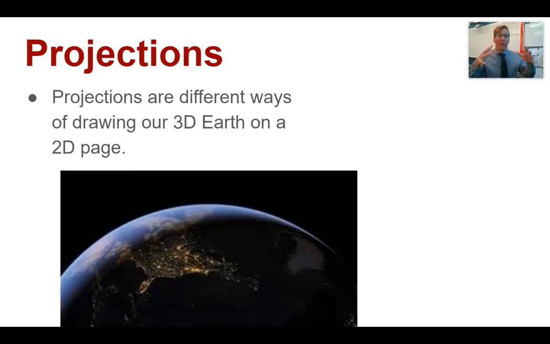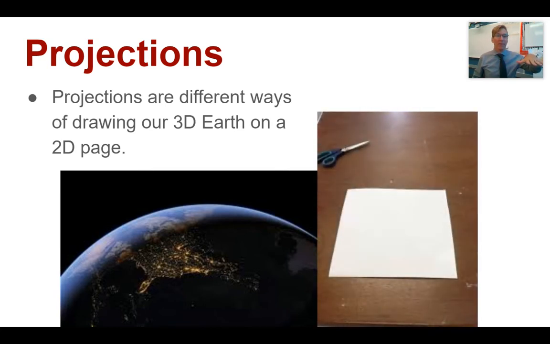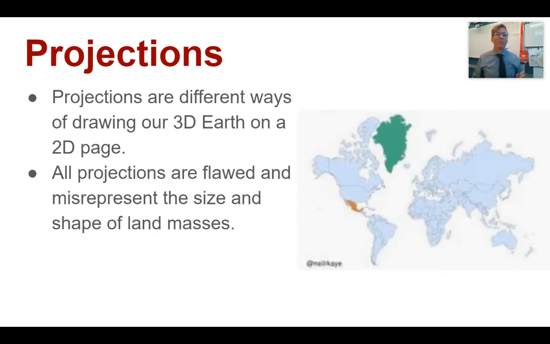The Earth is a sphere, and there's an essential problem here. How do we make a sphere onto a flat piece of paper? You can't do it without some serious flaws. And all map projections are flawed. They all misrepresent the size and shape of land masses in some way.